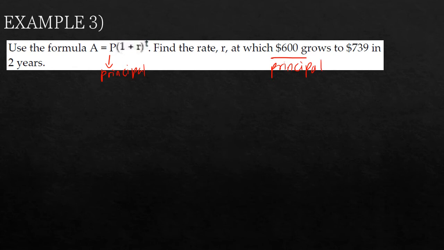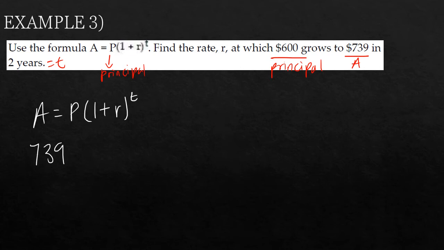Okay? And A is what you have accumulated over time, and I want it to grow to 739. So this is my A. And it wants me to find my R. So I'm going to plug everything in. So again, we have A equals P times 1 plus R to the T. And oh, our T is right here. It's 2 years. So we're going to plug in everything that we know. So we know A, which is 739, equals P, which is 600, times 1 plus R, which we don't know, to the T.